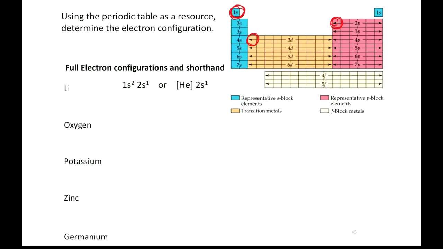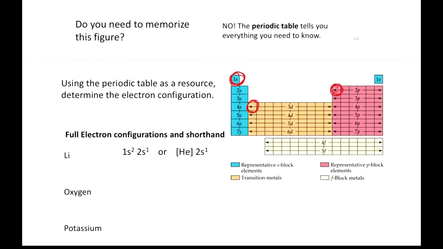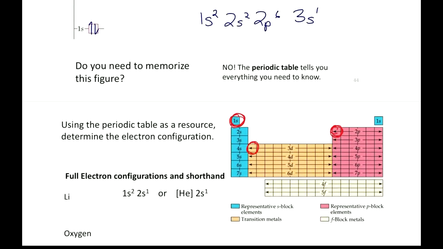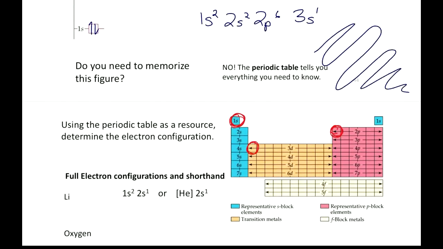Understanding where these different blocks start. If in high school you were told to memorize something that looked like this, did you do that? I don't know, the chart, the thing where you memorize the order that they go in. Did you learn that? No? Okay, good, because that's stupid. You don't need to memorize it. You're always given a periodic table. You can get it from the periodic table.